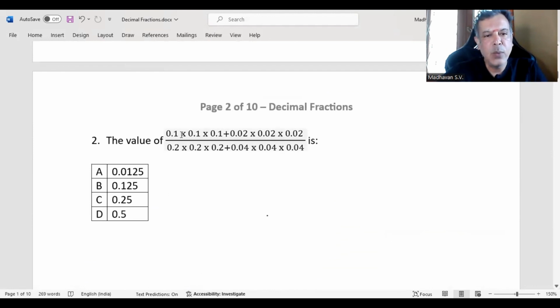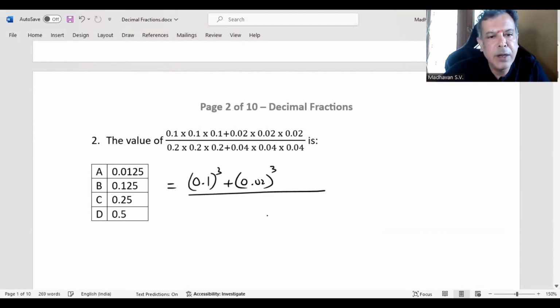Find the value of (0.1 into 0.1 into 0.1 plus 0.02 into 0.02 into 0.02) divided by (0.2 into 0.2 into 0.2 plus 0.04 into 0.04 into 0.04). So this numerator, I will write as 0.1 the whole cube plus 0.02 the whole cube. For the denominator, in every 0.2, we will be taking 2 outside.